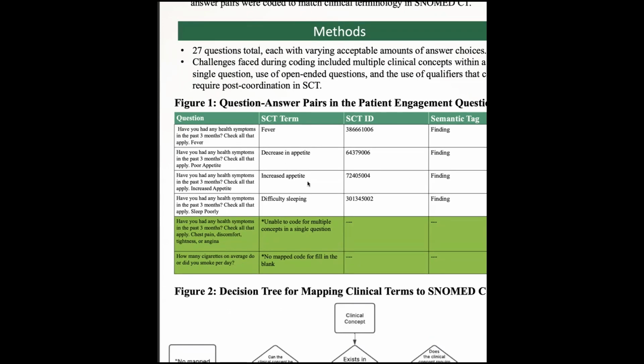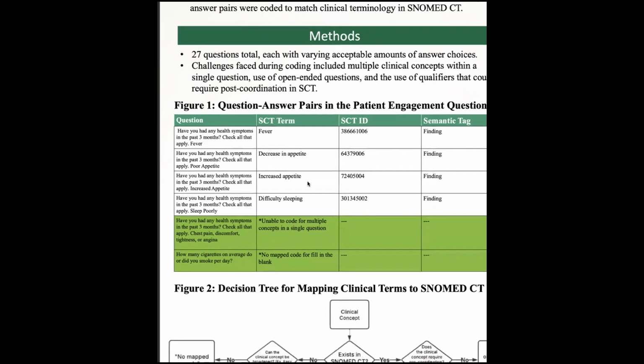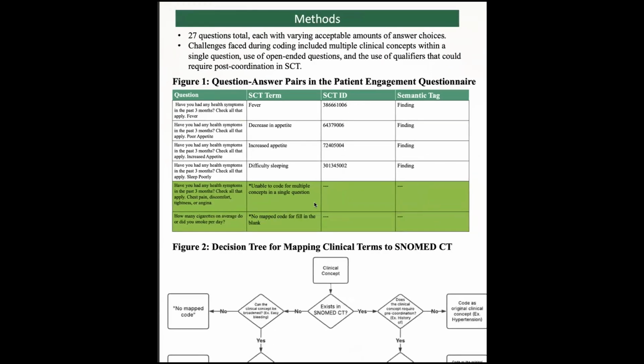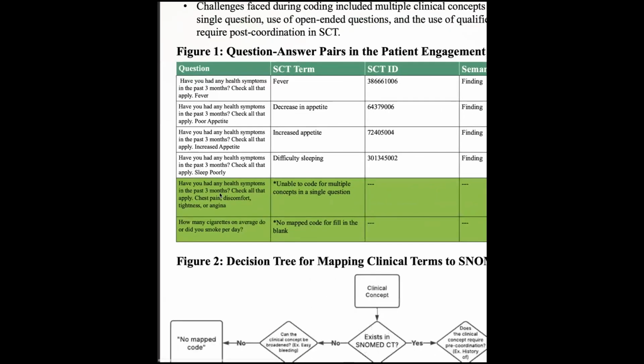We basically had to figure out how to best and most accurately code these answers within question answer pairs to SNOMED CT. Some of the challenges that we saw were that there are questions that had multiple concepts within a single question, as shown here in figure 1, where the same question, but it'll say check all that apply, has chest pain, discomfort, tightness, and angina.